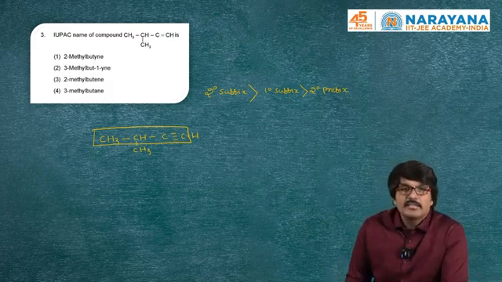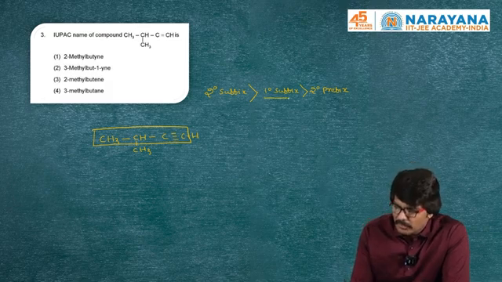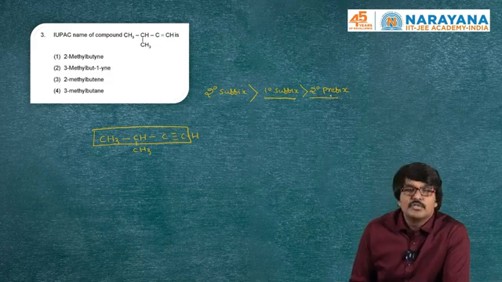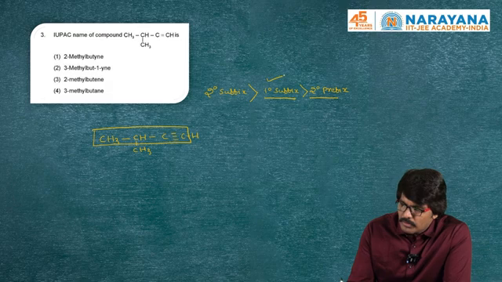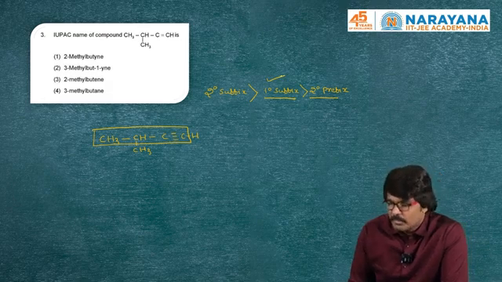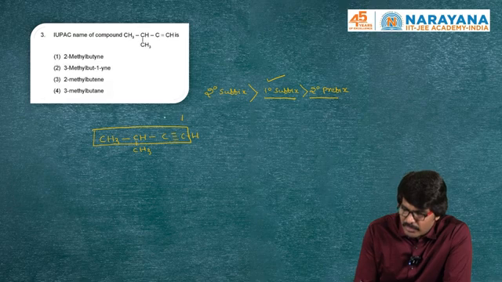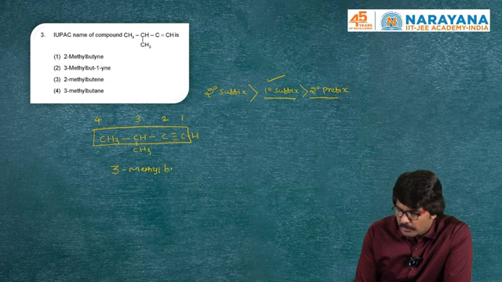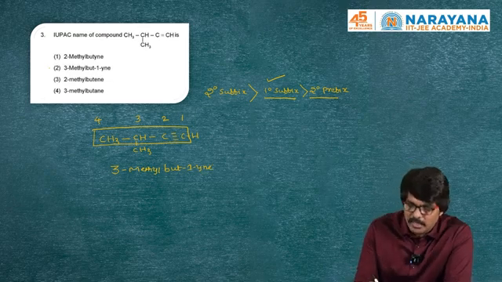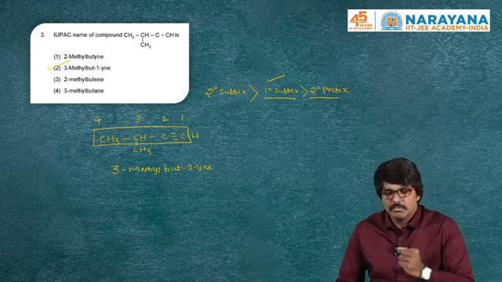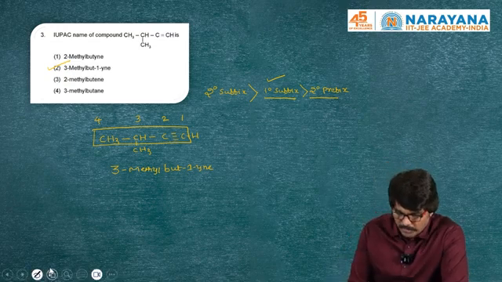But here there is no secondary suffix. There is a primary suffix, "-yne", for the triple bond, and also there is a secondary prefix, that is a substituent, methyl. So according to this order, the primary suffix gets more priority when compared to the secondary prefix. The numbering should be done from the right side. Therefore it is 1, 2, 3 and 4. The substituent is methyl, located at the third position, so it is 3-methylbut-1-yne. The correct answer to the question will be the second option. So this is from organic chemistry.